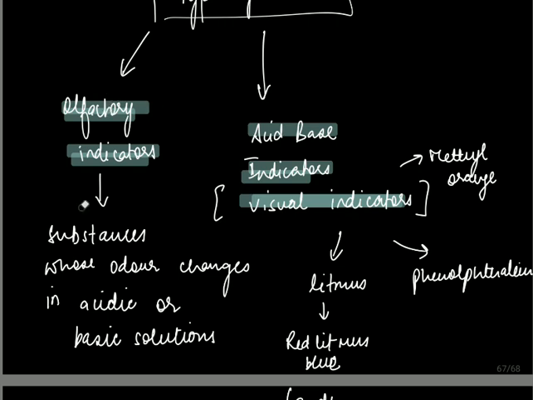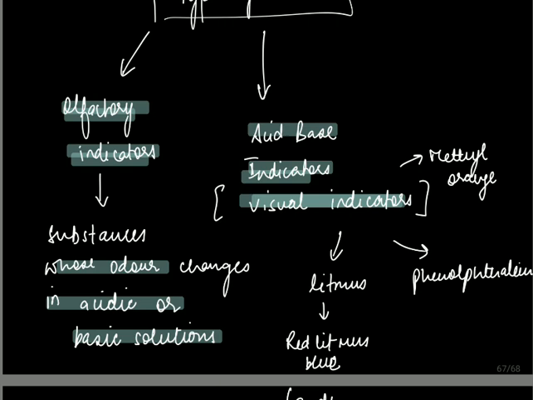So olfactory indicators are substances whose odor changes in acidic or basic solution. Olfactory means smell. So if we have a person who is visually impaired, with the help of smell they can actually detect whether the solution is acidic or basic.